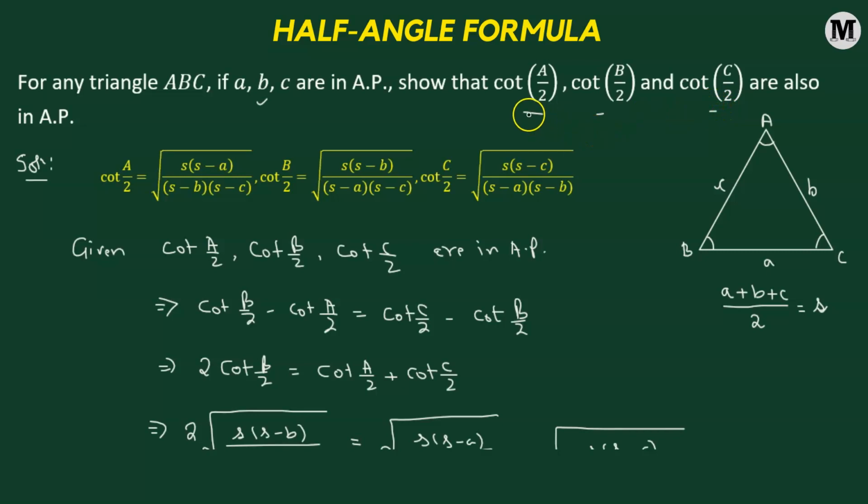We presuppose that the conclusion is itself true. If the conclusion is true, that means the premise must be true as well. This is what we did. When we started out by considering the conclusion, that cotangent of A over 2, cotangent of B over 2, and cotangent of C over 2 are in arithmetic progression, to be true, we found out the premise was also true. That means a, b, c are also going to be in arithmetic progression.